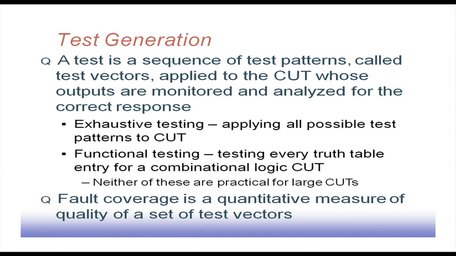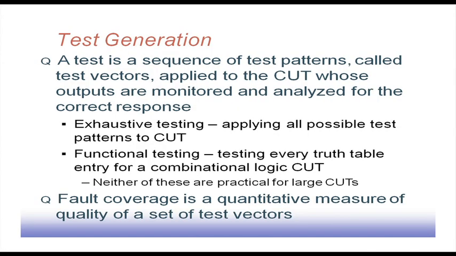Then comes the problem of test generation. So what is a test? A test is defined to be a sequence of test patterns, that is a set of patterns, also known as test vectors, that are applied to the circuit under test, and we apply the pattern set, and then we see what is the output. So for a set of input patterns there will be a set of outputs. Now this set of outputs will be checked with the correct responses. If we find that the responses are the same as the correct response or golden response, we say that the circuit under test is functioning properly. So this is tested okay.